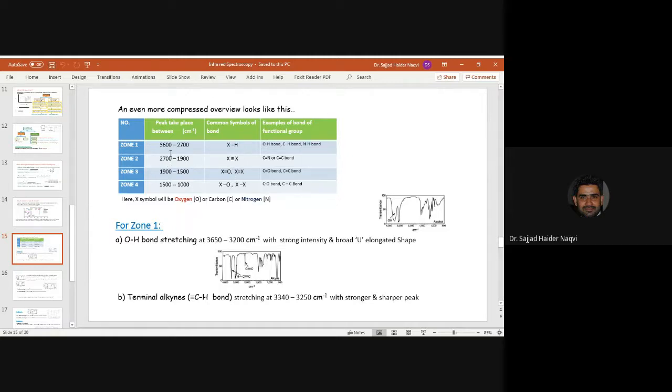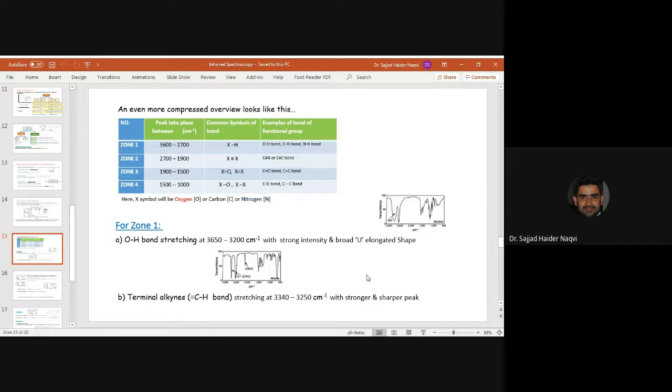Based on that, if you look at zone 1, an example is OH. OH bond stretching lies in this region with strong intensity and a broad, elongated shape. The diagram here is very small, but afterward in the class you can go through it in detail again. This particular peak is referring to OH because of the region where it falls, its intensity, and its width. Similarly, another example is terminal alkynes, which have a carbon-hydrogen single bond stretching in this range with a stronger and sharper peak.